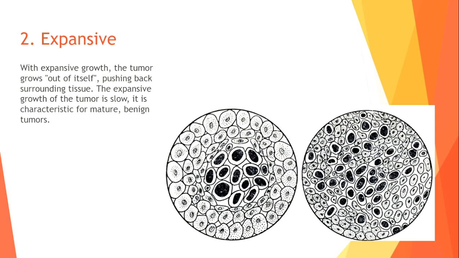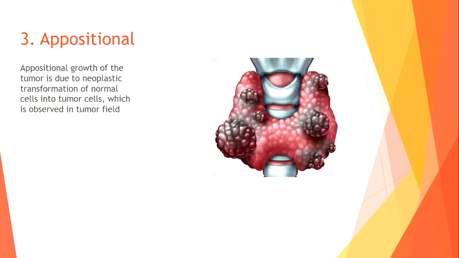So who thinks that on the left picture you're right? Because on the right picture we have invasive growth. Oppositional growth type. Oppositional growth of the tumor is due to a neoplastic transformation of normal cells into tumor cells, which is observed in the tumor field.